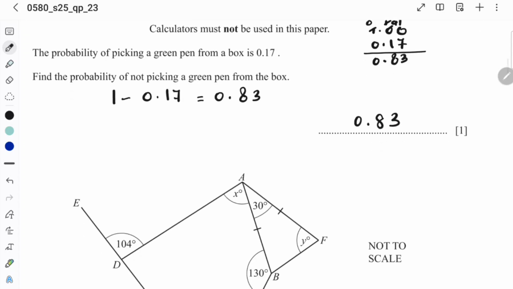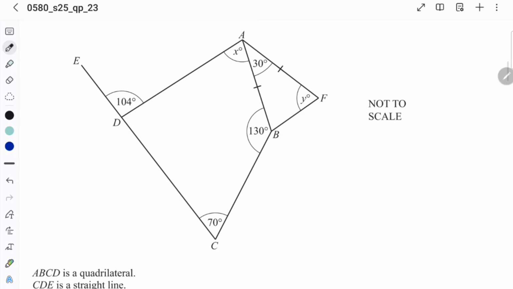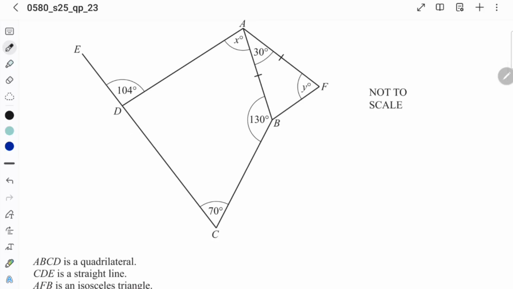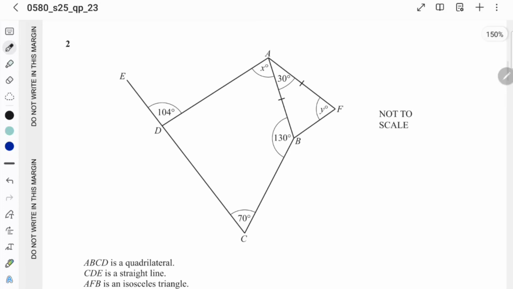Move to the next question. Question number 2. You can see the two triangles are attached. ABCD is a quadrilateral, CDE is a straight line, and AFB is an isosceles triangle. Two hints are given in the question: it's a straight line, so we can find this angle by subtracting from 180 degrees, and it is an isosceles triangle, so we know these base angles are equal. Let's begin the question.